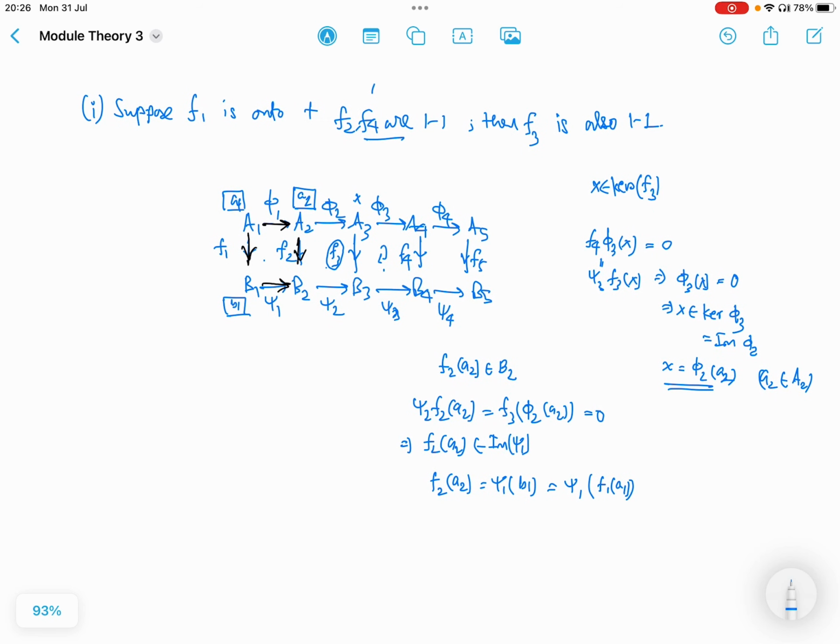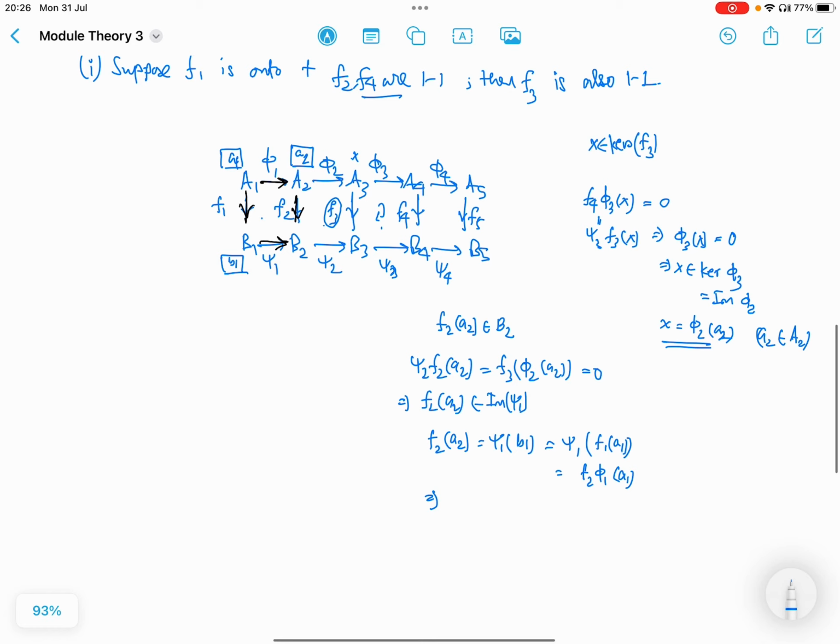But that is psi 1. So here it is psi 1 composed with F1. But that is the same as if you apply phi 1 first and then F2, right? Because this diagram is commutative. And now this is clear because F2 was injective. So A2 must be equal to phi 1 of A1, right? Because here is F2 and here is also F2, due to injective.